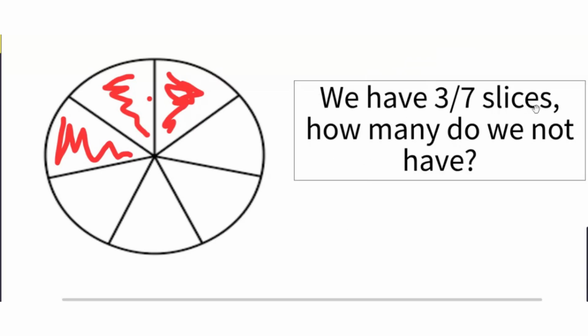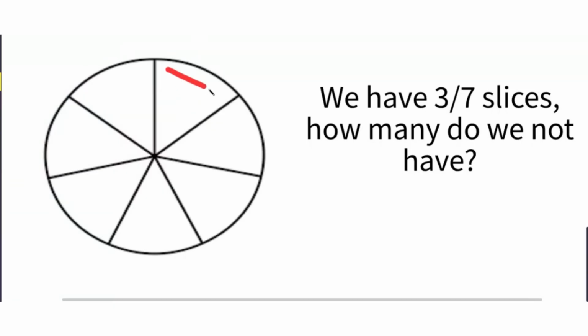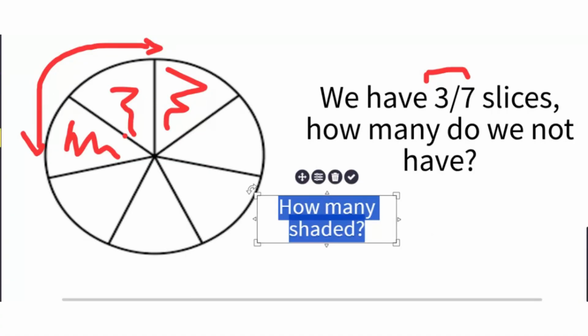We have 3/7 slices, or 3 out of 7 slices. How many do we not have? What does this mean? This just means that we have 3 slices colored out of 7 total slices. That's what this means. The part that's confusing is how many do we not have? I mean, this is actually not that hard to understand. Here we have 3 out of 7. That's how many we have. So the question is asking how many shaded.